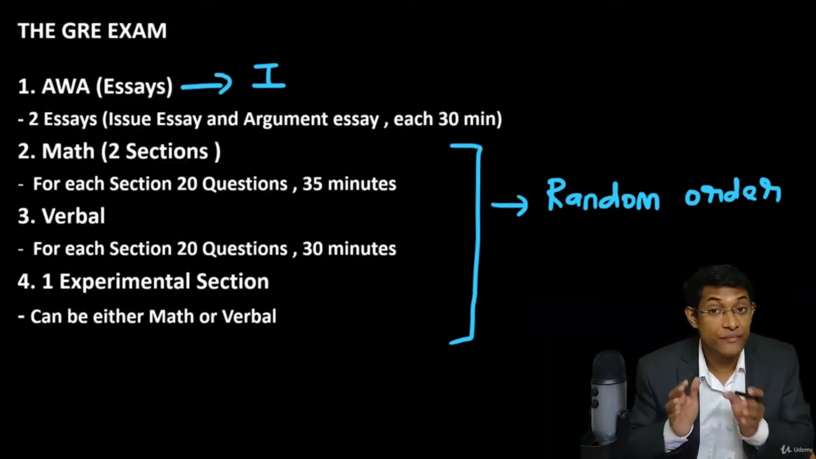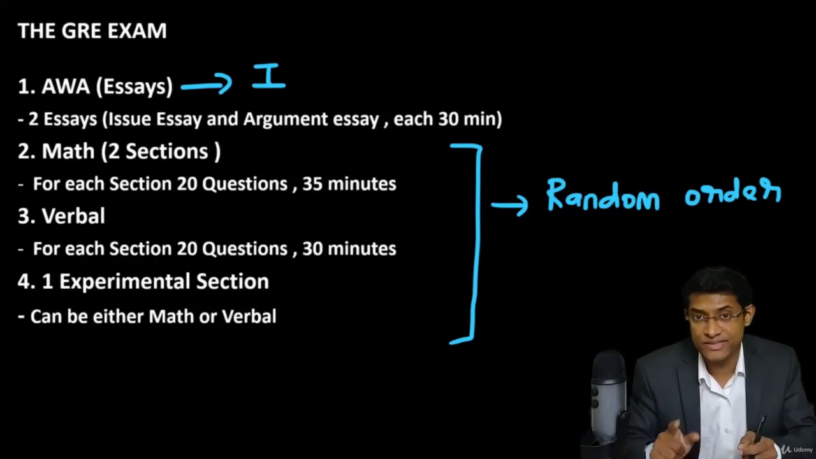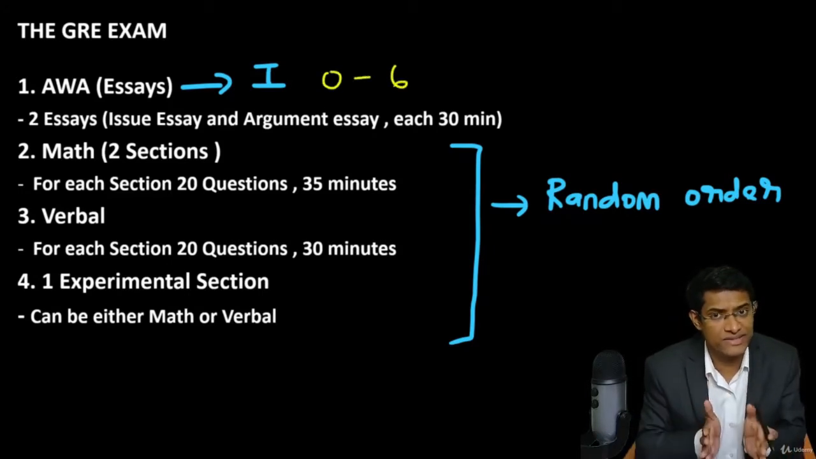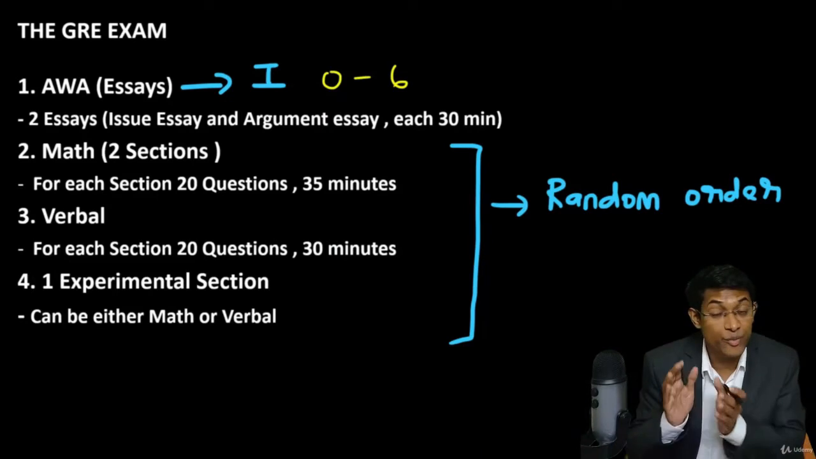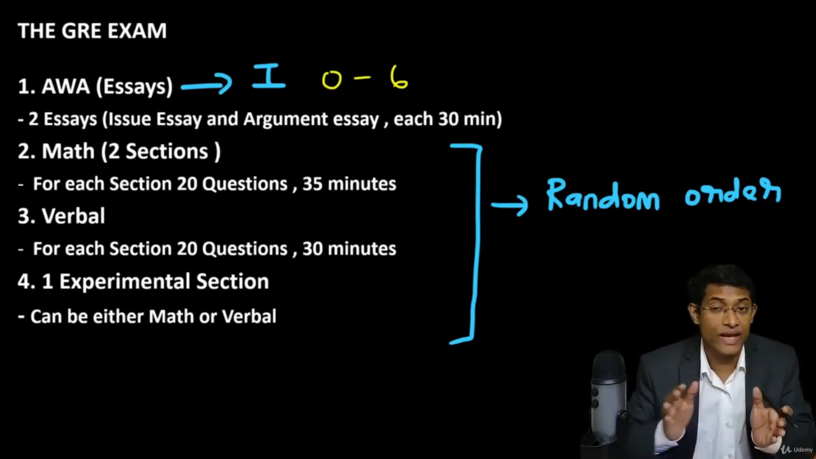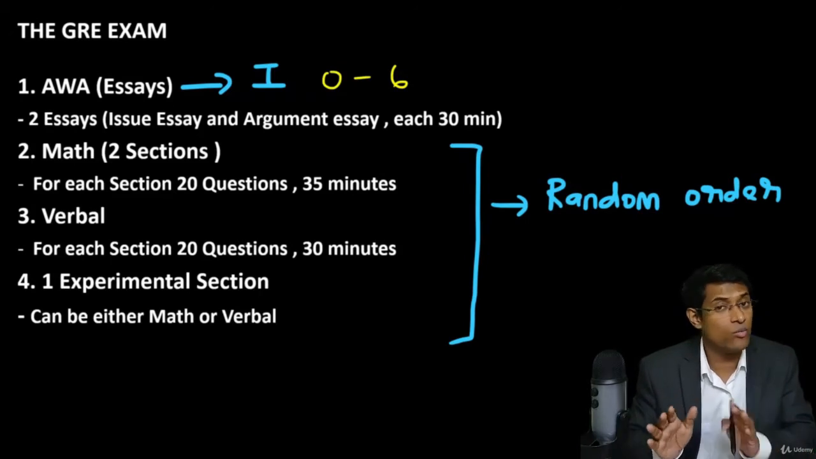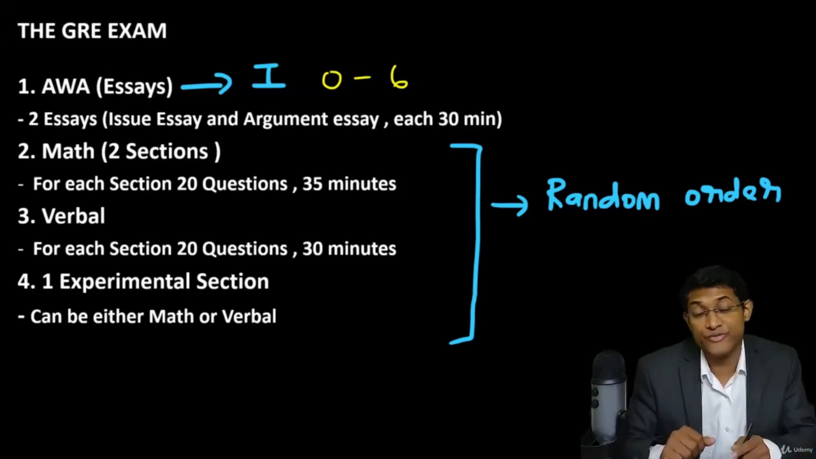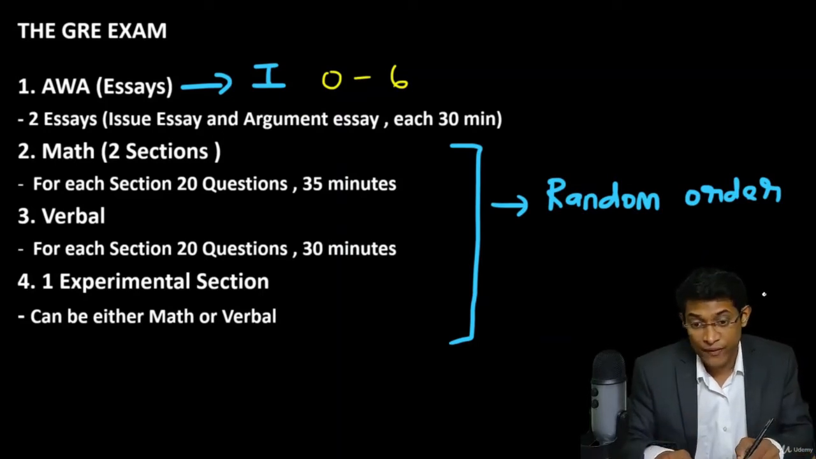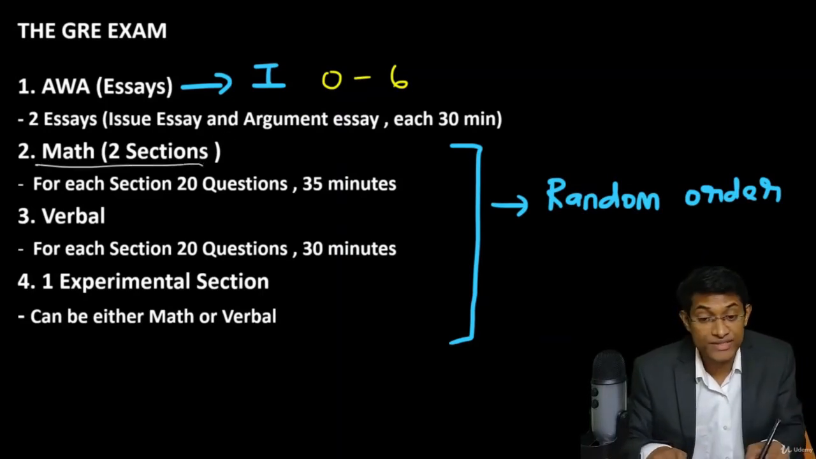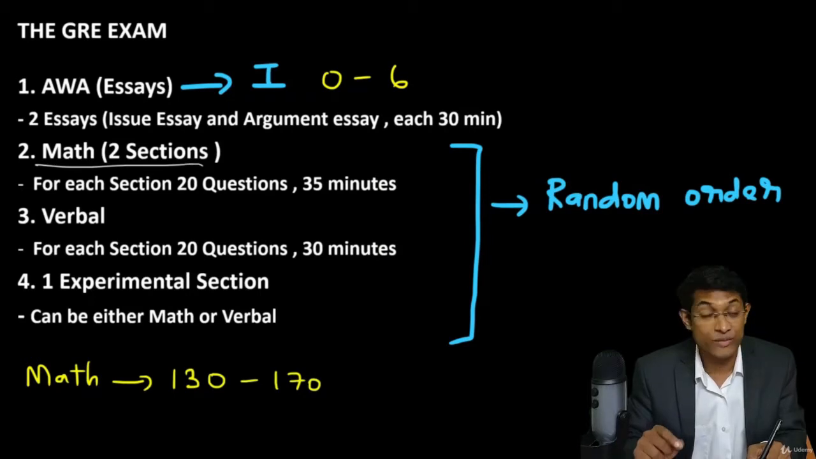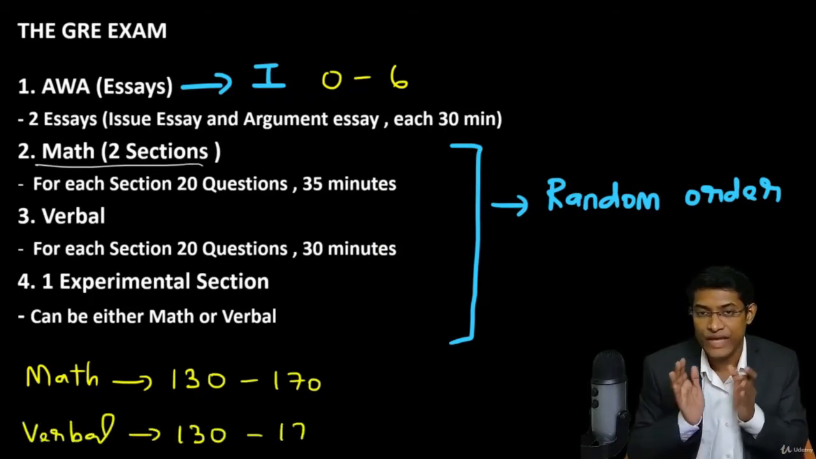Now, let's discuss the range of scores that you can get in these sections. When it comes to the AWA section, your score will range between 0 and 6. Now, who will grade your essays? It will be both a human person as well as the computer. And if the scores given by these two are almost similar, then the average is taken and it's rounded to the nearest 0.5. And if it's farther apart, then one more human person is employed and the average is taken. Alright, now when it comes to the math section, your range of score will vary between 130 and 170. And for the verbal section, it's the same. It's between 130 and 170.